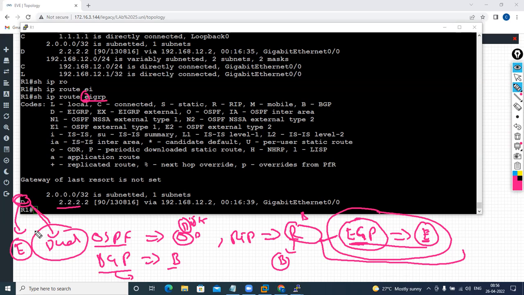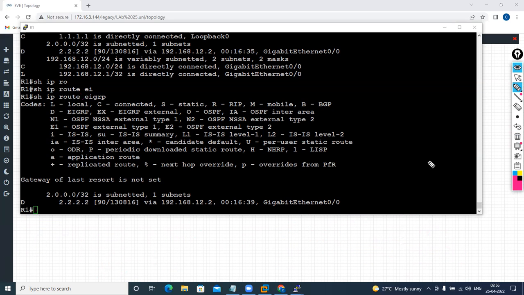Okay, fine. Now this is your AD value. We have two AD values, I told you: one is 90 and one more is 170. When will you get the 170? When you have an external route. This is your metric, that is the feasible distance. This is your neighbor. This is the uptime. This is the exit interface.